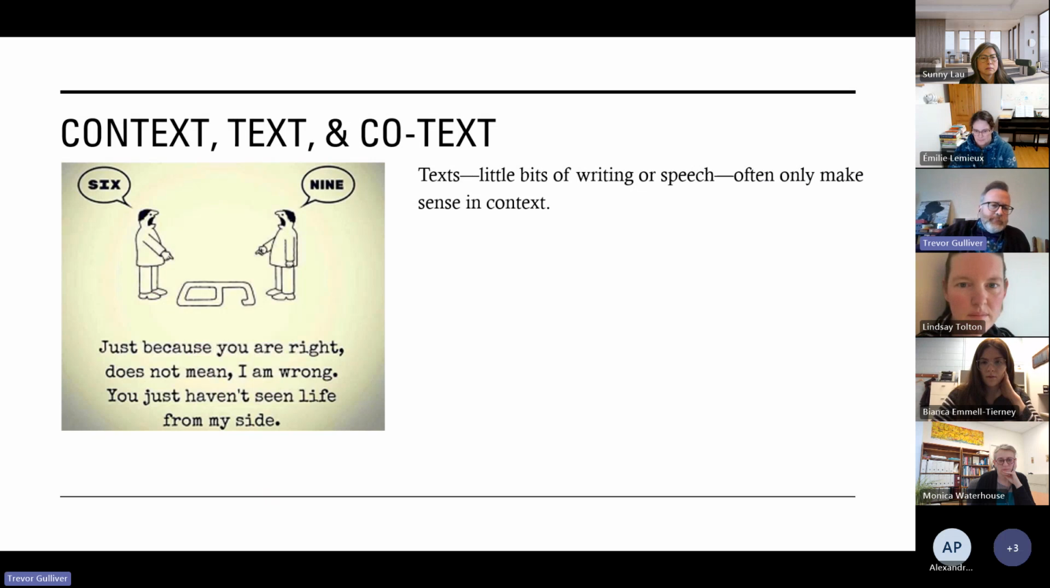Have you seen this meme circulate? I've seen this on Facebook many times now. It comes around once in a while, and there are two people looking at the same number. For those of you who can't see the screen right now, one says the number is either 6 or 9, depending on where you stand.